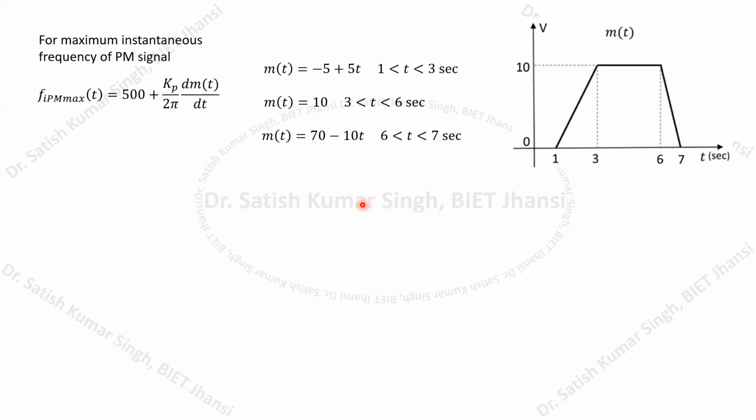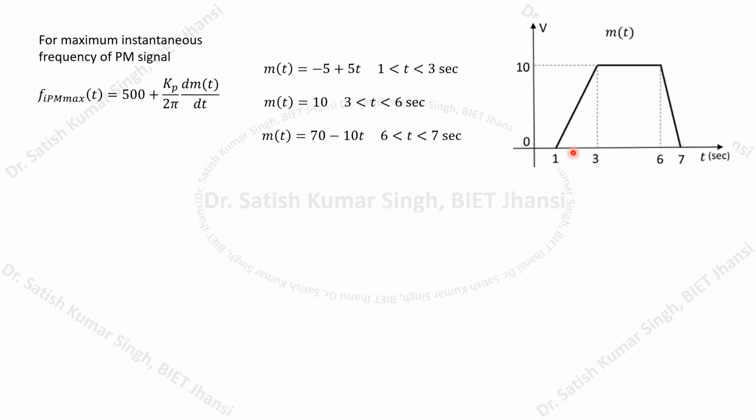So basically what we are interested in is finding this derivative. Remember that writing these expressions is actually not required. If you wish, you can write these expressions. Otherwise, you can directly calculate dm(t)/dt from the graph itself. So how do we calculate this derivative?